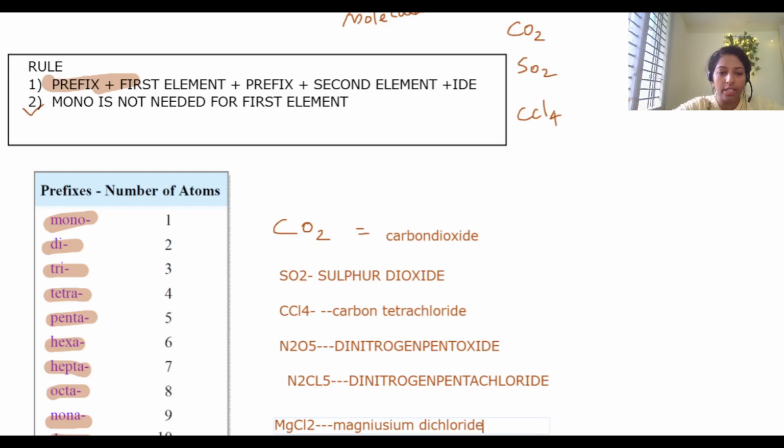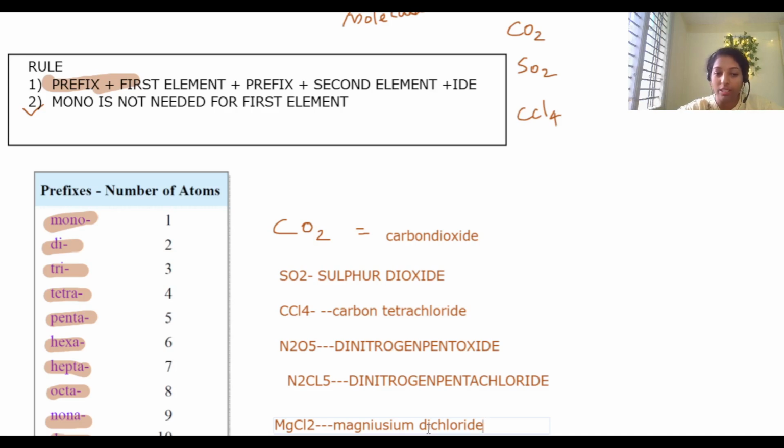Is there anything wrong with magnesium dichloride? Magnesium is one in number, so mono is not needed, and chlorine is two in number, so di is the prefix. So dichloride. Everything is correct. Is there any mistake? Maybe you may figure it out. This is wrong. Why? Because magnesium dichloride is absolutely wrong, because it is an ionic compound.